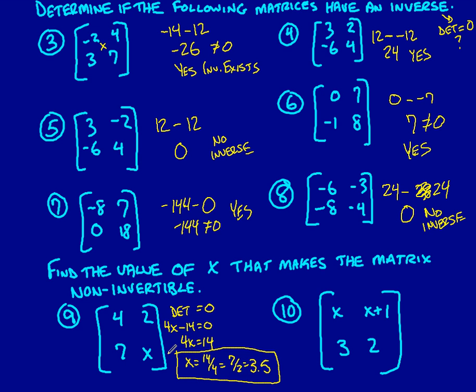For number 10, same thing. The determinant needs to equal 0 for there to not be an inverse. So when I cross multiply, x times 2 is 2x, and then 3 times x plus 1, so it's a subtraction in the middle, x plus 1, it has to equal 0. I'm just going to expand it. 2x, distribute this negative 3, so it'll be negative 3x and negative 1. Combine like terms, so negative x minus 1 equals 0. So that means negative x equals 1, or x equals negative 1. So again, that means that the determinant is 0 for that number.